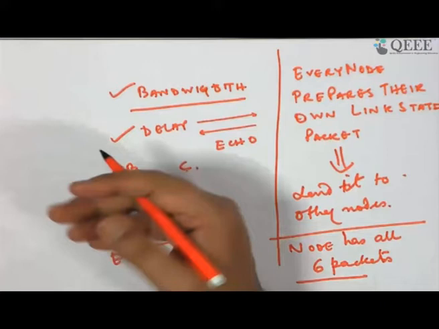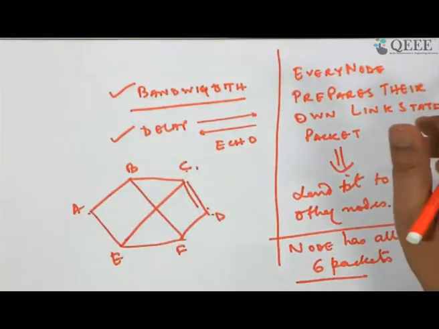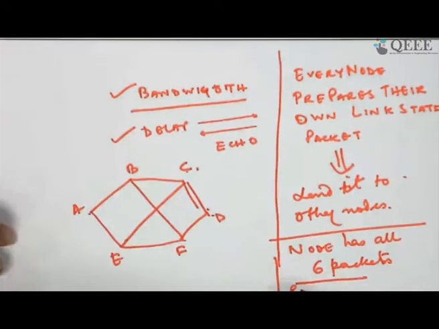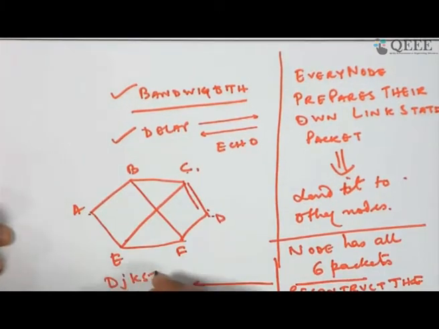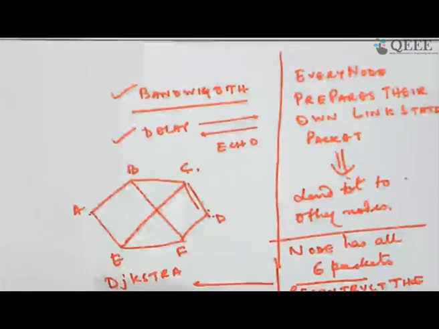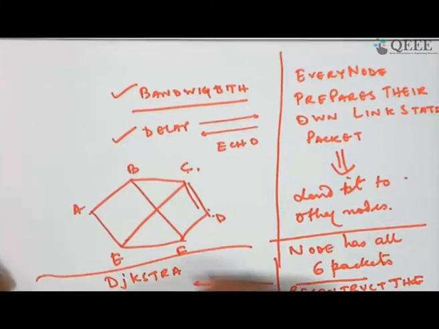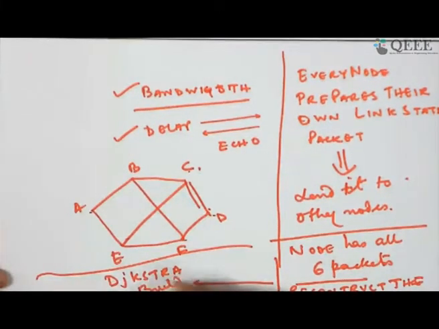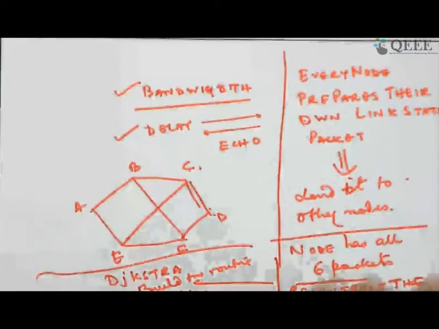Fine. From there, node A can now reconstruct the graph, and what can it do? Then it can run Dijkstra, and build the routing table. Okay, so this is straightforward.